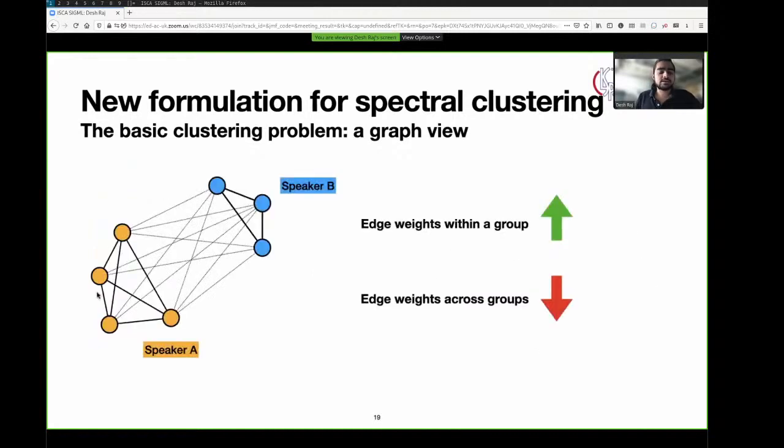Then if you look at this graph, for example, suppose you have 7 segments in your audio, 4 of which belong to speaker A and 3 of which belong to speaker B. What we want is that for the nodes corresponding to speaker A, the similarity between them should be high. And for the edges between nodes from 2 different speakers, the edge weights, the similarity, should be low. This means that the edge weights within a group, in this case, a group means the nodes belonging to a speaker, should be high, and the edge weights across the groups should be low.